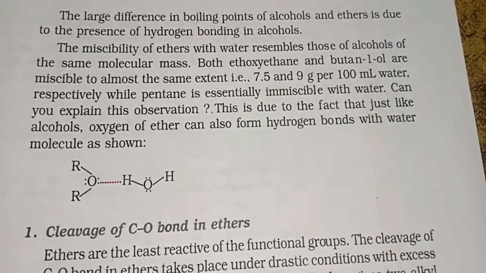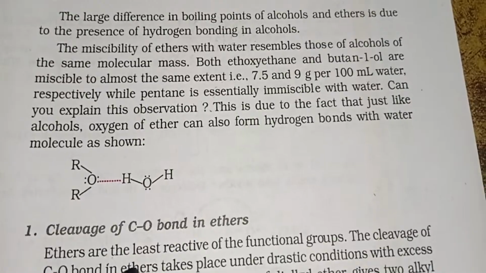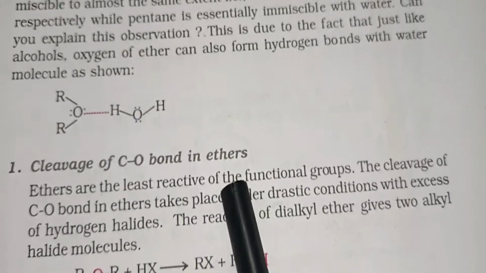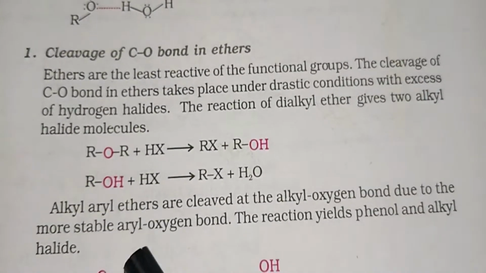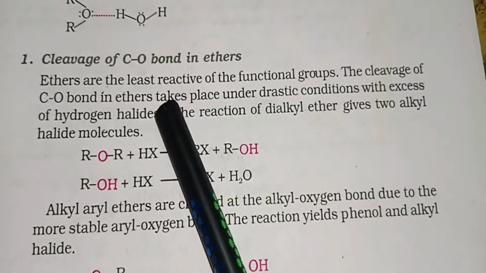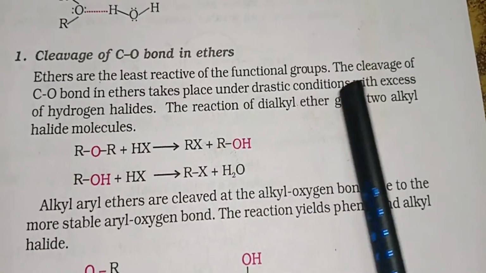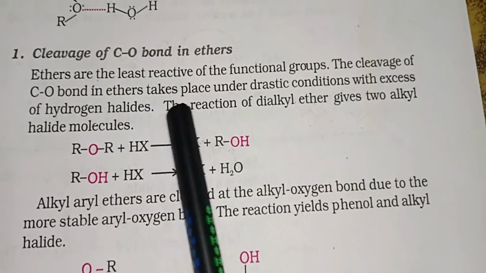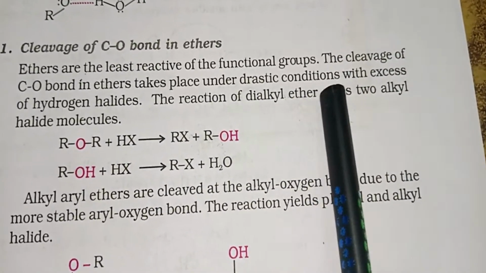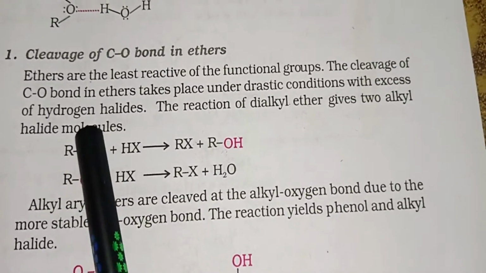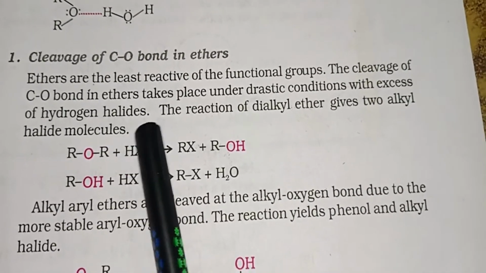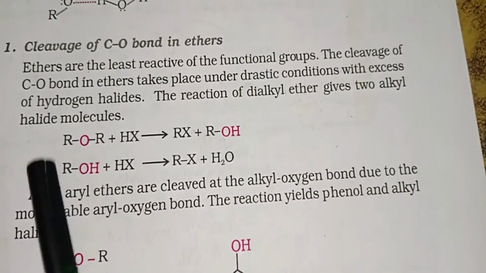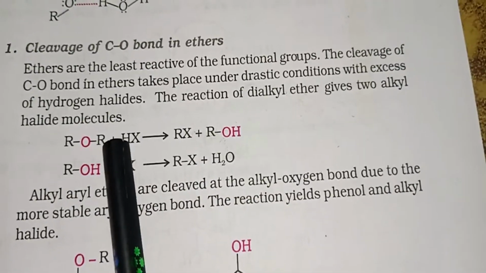Now chemical reactions. Cleavage of C single bond O in ethers. Ethers are the least reactive of the functional groups. The cleavage of the C-O bond in ether takes place under drastic conditions with excess of hydrogen halides. The reaction of a dialkyl ether gives two alkyl halide molecules.